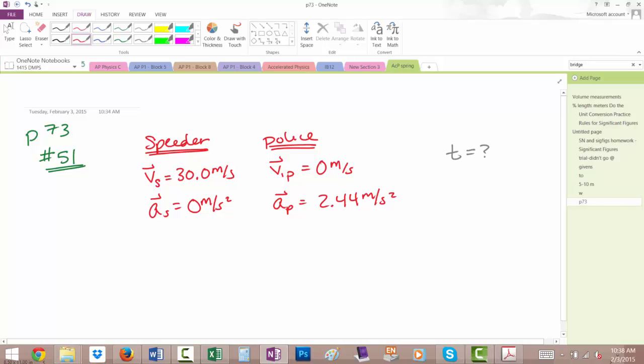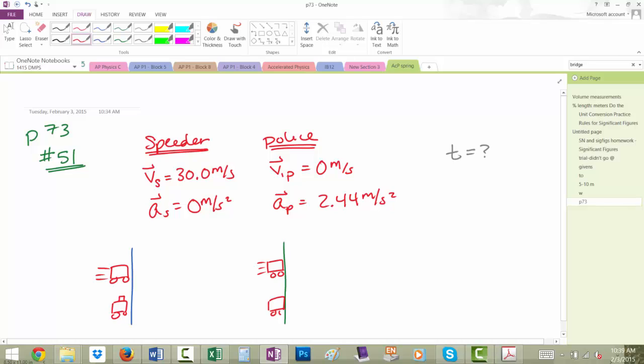We want to know how long it's going to take for the police car to overtake the speeder. What does that mean, to overtake? To pass them, right? So it's like a situation like this. Here's the speeder, and here's the police car. The police car starts at rest, and they pass this place, and then sometime later, they're going to pass another line, and the speeder is still moving at the same speed.